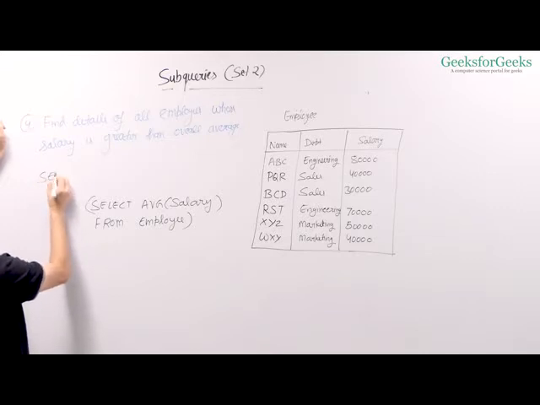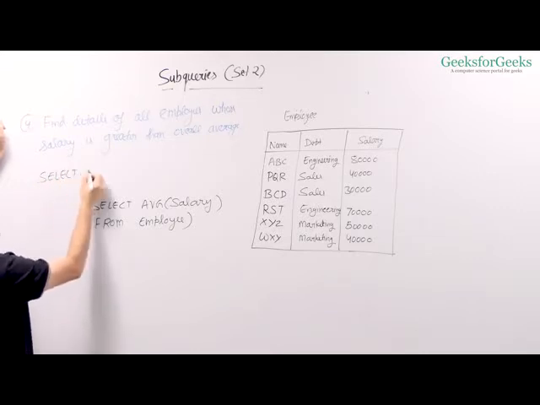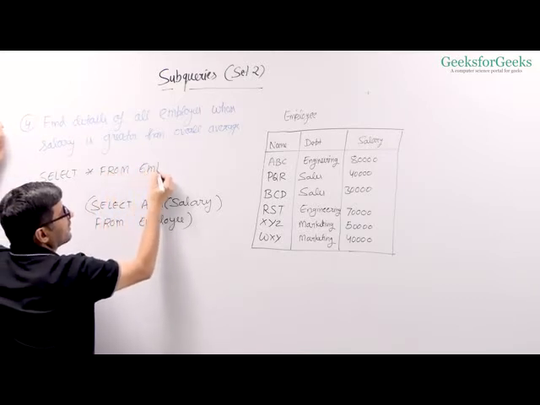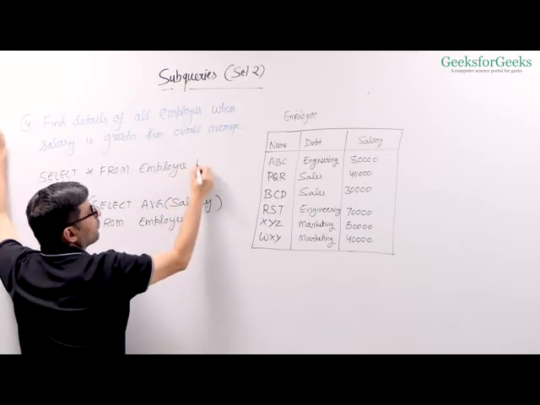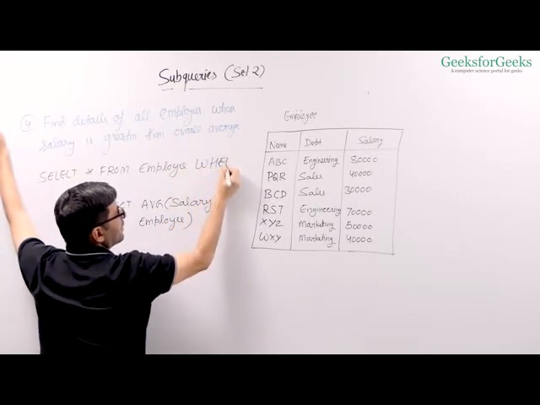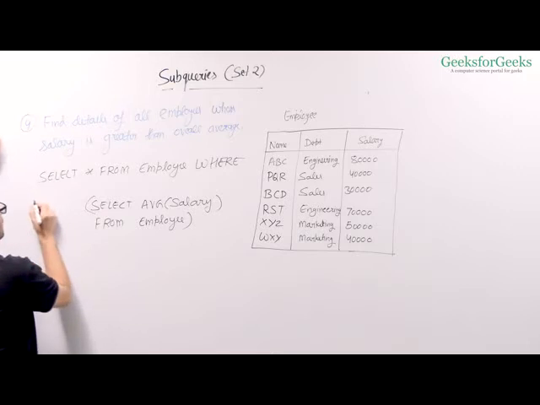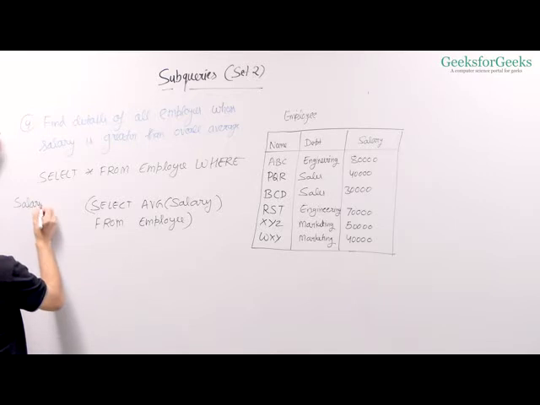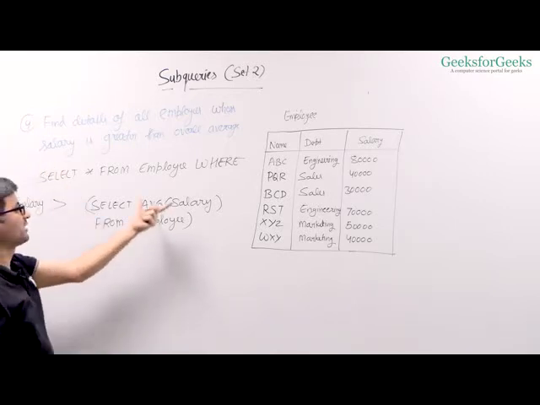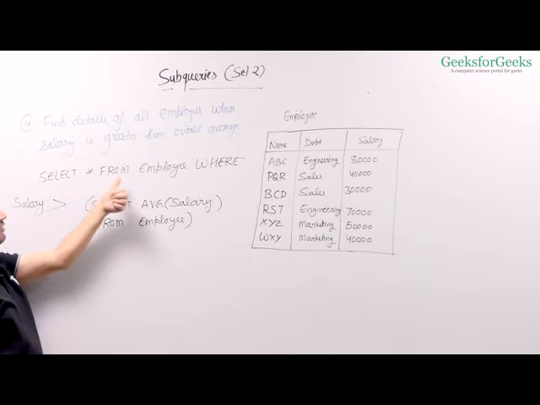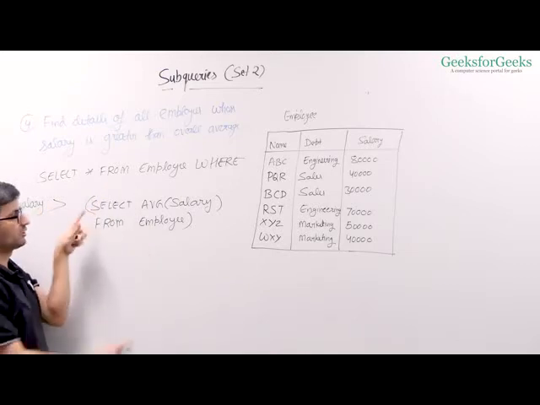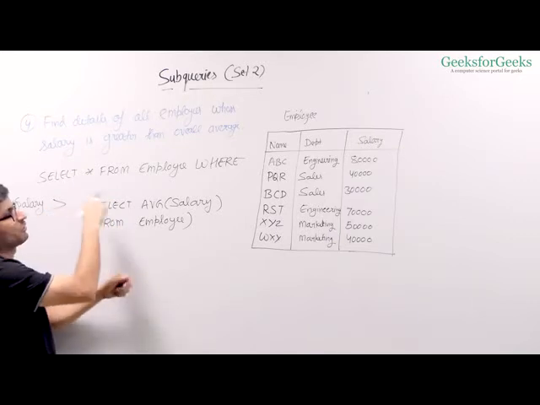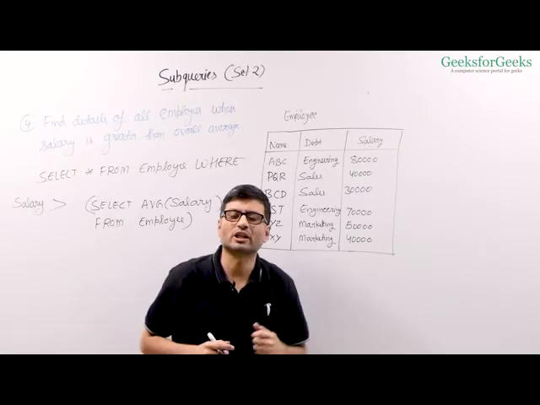Now we select all those employees, select star from employee where salary is greater than this salary. So you find the average salary of all the employees and then you select all those employees whose salary is greater than average salary. So we are again using subqueries here to find the average salary and then using the outer query to find the details of the employees whose salary is greater than average.